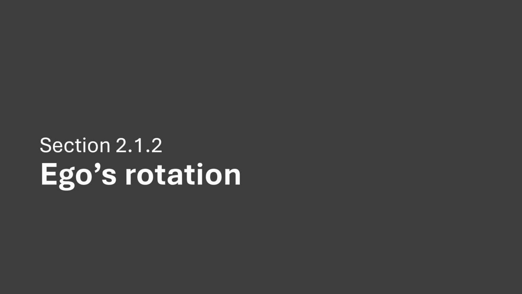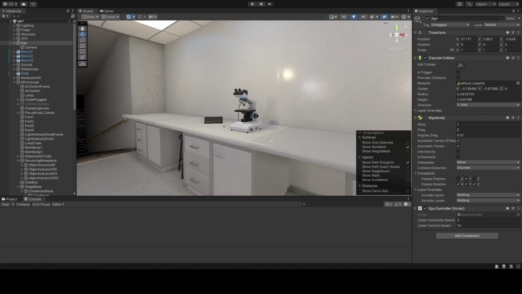Section 2.1.2 Ego's rotation. Vertical and horizontal movements of ego do not suffice for the inspection of the virtual lab and its various instruments and objects. The user may also use the mouse in order to revolve around themselves as well as to look up and down within specific limits. We conventionally call those movements horizontal and vertical rotations.